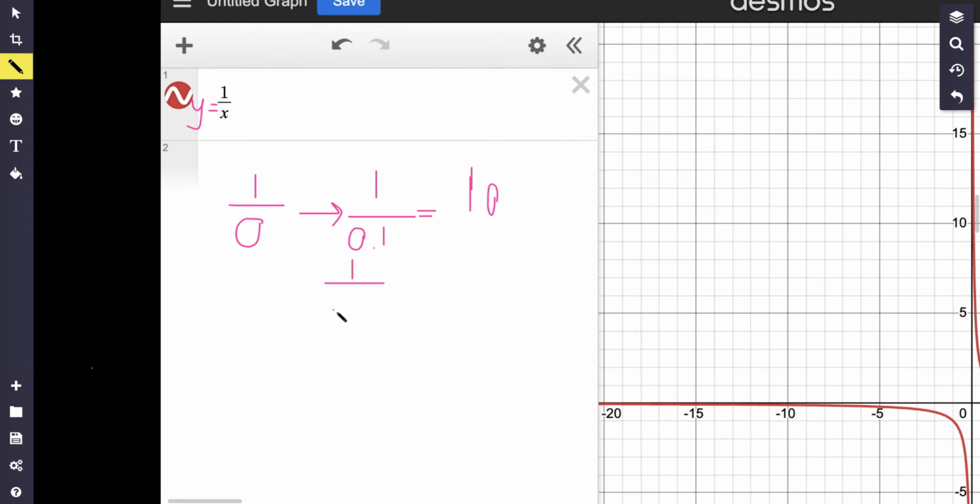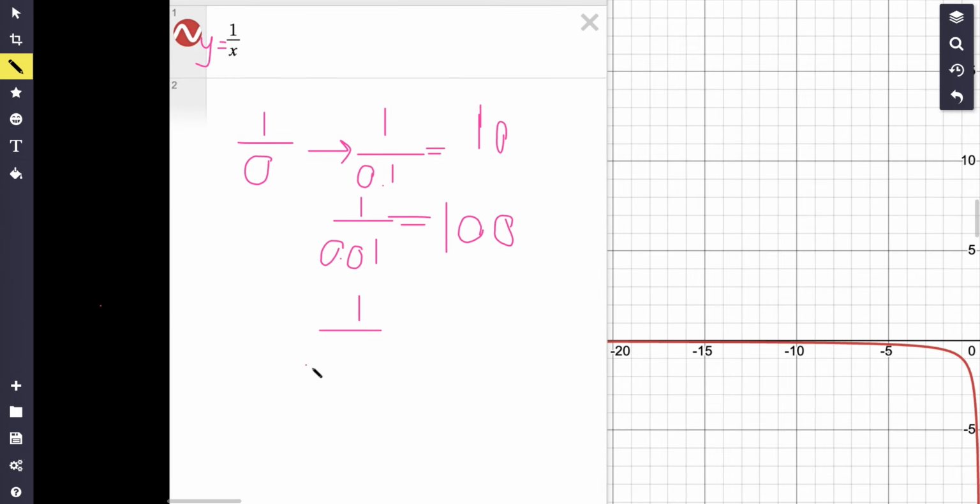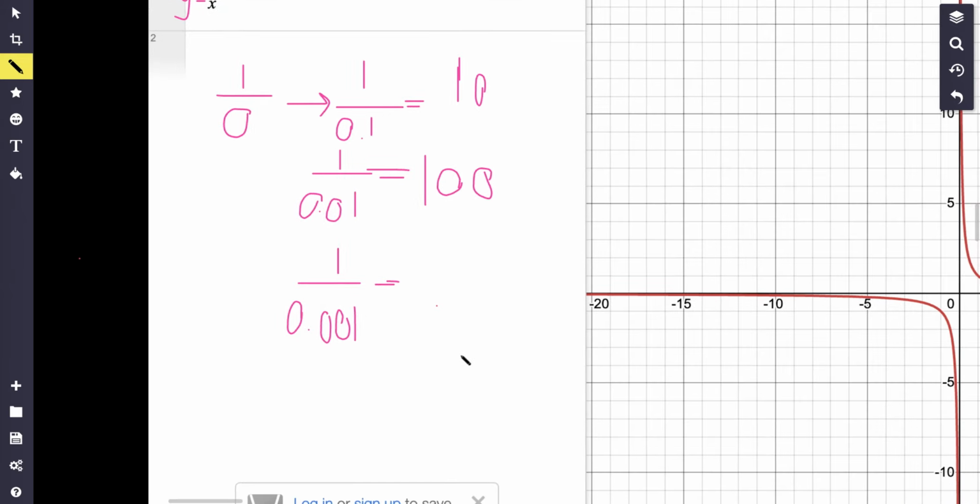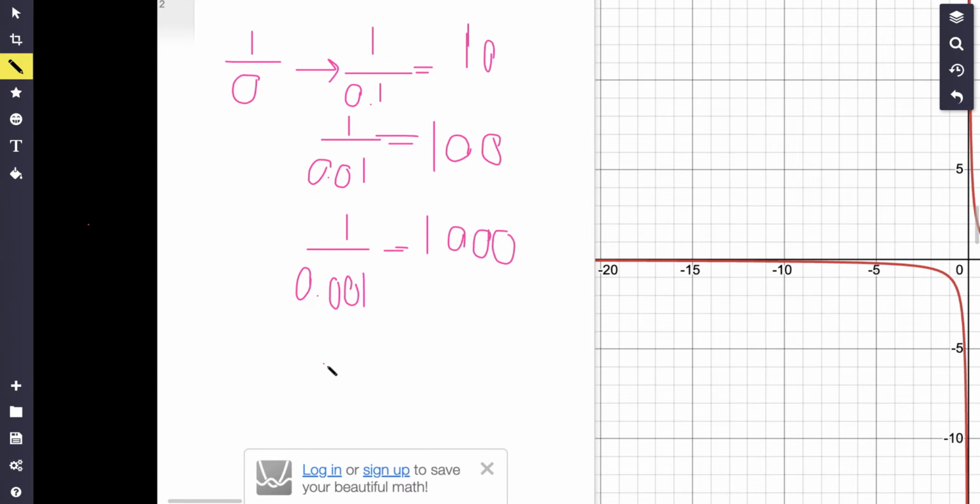Now, what if I divide 1 by 0.01? What is this going to be equal to? Once again, you can get a calculator out, but this is equal to 100. What about if I divide 1 by 0.001? This is going to be equal to 1,000. And you kind of see the pattern here, right?